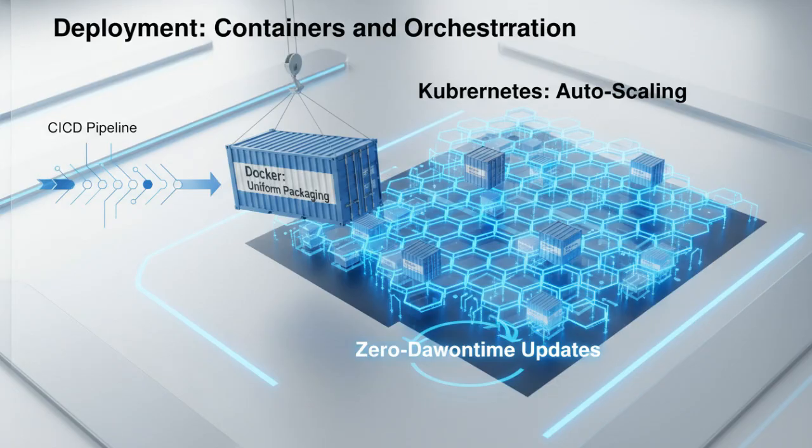To manage these containers, we use an orchestrator, like Kubernetes, K8s. Kubernetes handles the heavy lifting. It deploys the containers, scales them up or down based on traffic, and restarts them if they crash. This automation is what makes it possible for companies like Netflix or Amazon to deploy code thousands of times per day with minimal human intervention.